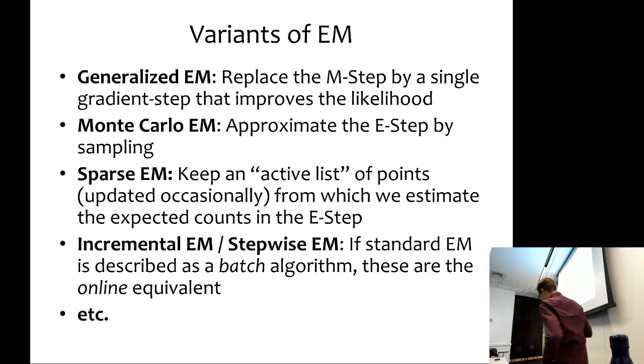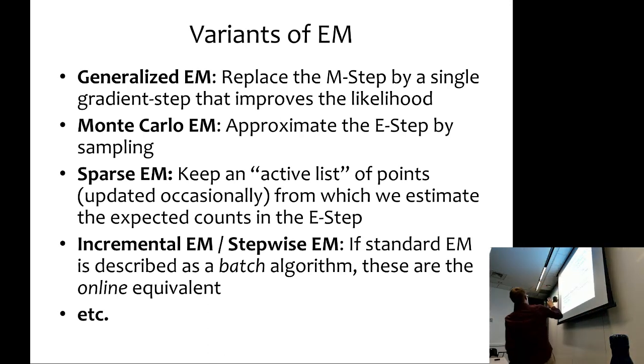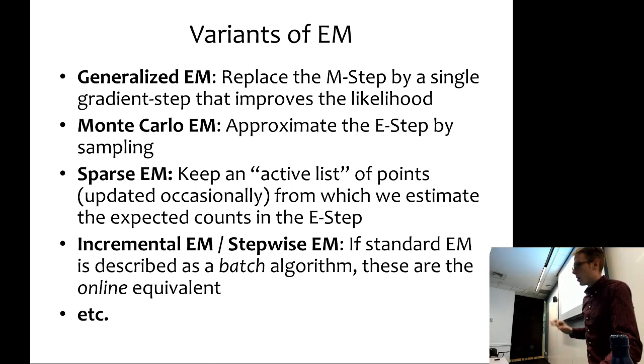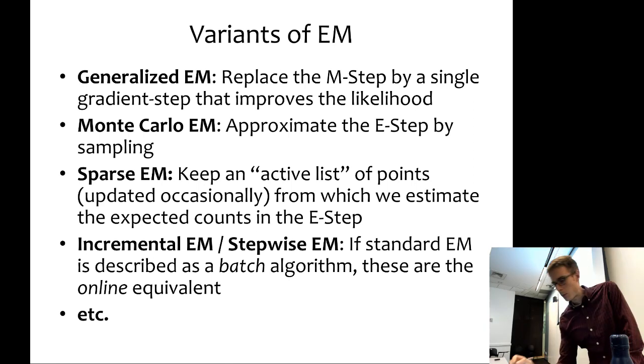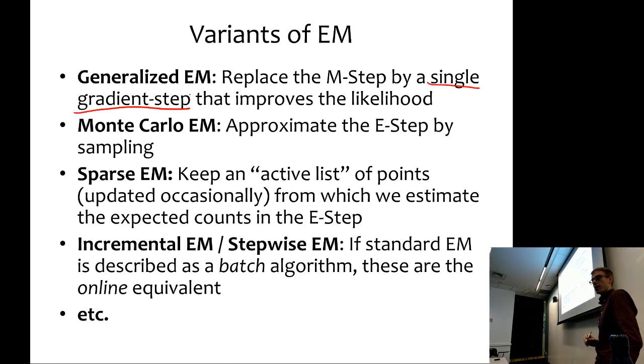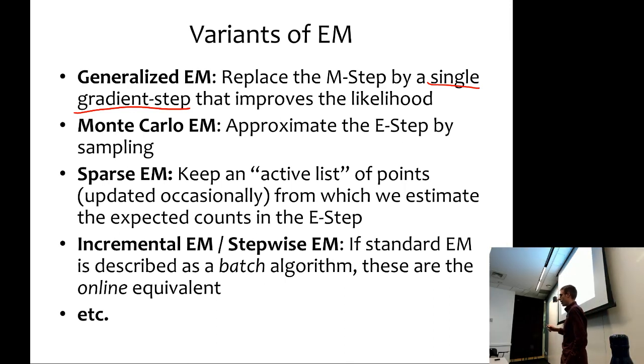Okay. So there's lots of interesting variants to this algorithm. Generalized EM replaces the M step, which is just likelihood maximization, by instead doing a single gradient step to improve the likelihood. So it's not necessarily that you're going to pick the most likely estimates of the parameters, but rather you're just going to change the parameters a little bit by taking a step in the direction that maximizes likelihood.